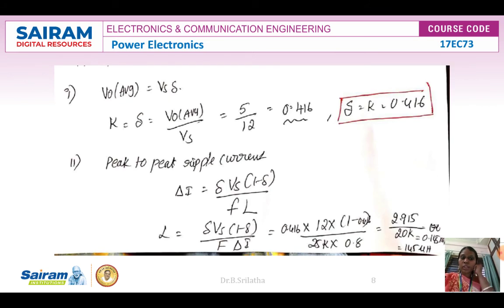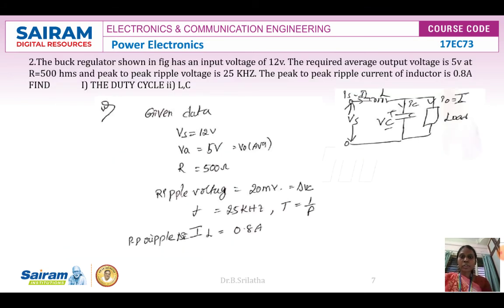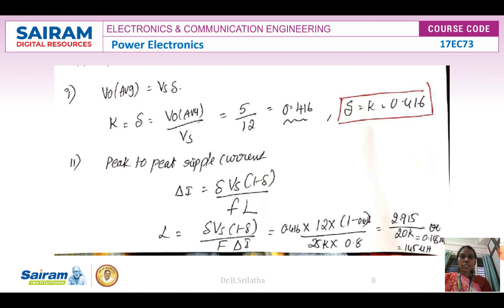Now we need to find out, the first one is the duty cycle. If you want to find the duty cycle, we need to consider V naught average, there only we have duty. V naught average is Vs into delta. Here delta is V naught average divided by Vs. V naught average we already know, 5 divided by Vs, which is 12. We got 0.416.